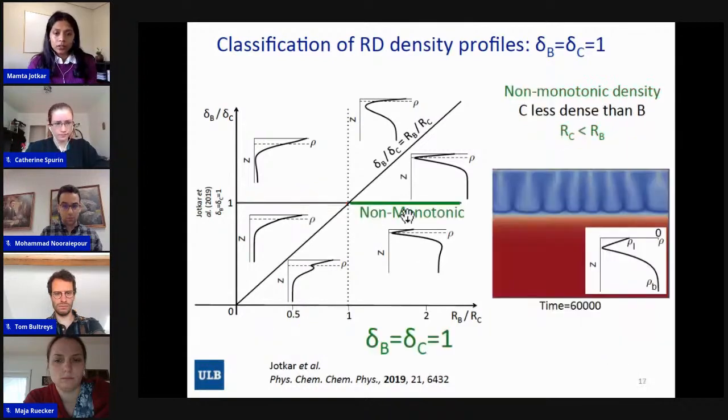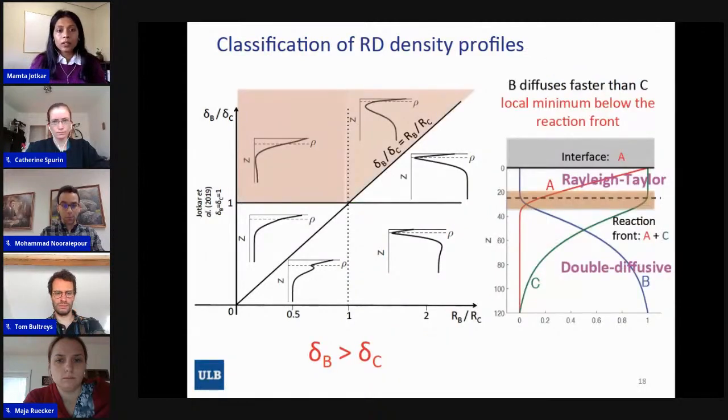On the other hand, in this region, when the product C is less dense than the reactant B, the density profiles contain a local minimum. This local minimum inhibits the progression of the fingers, and the fingers remain stuck close to the interface up to very large time. So the overall convective motion is weak. Now, when the species diffuse differently, it's an entirely different story.